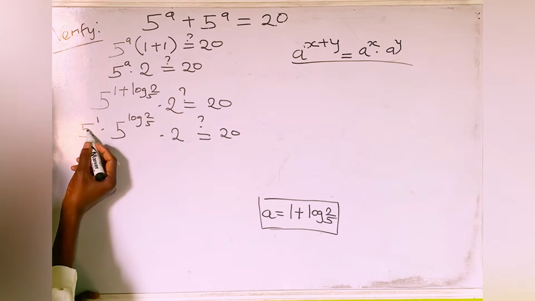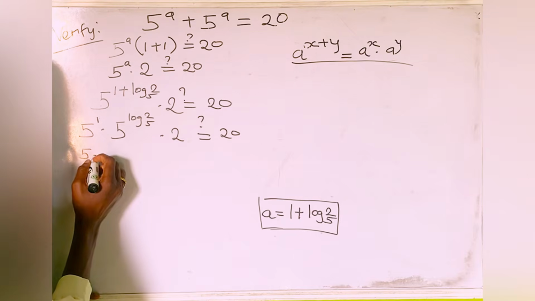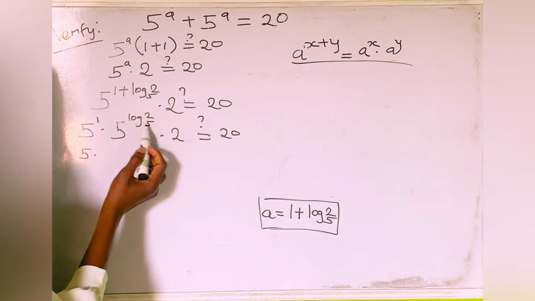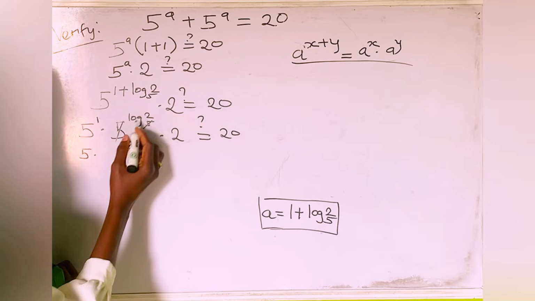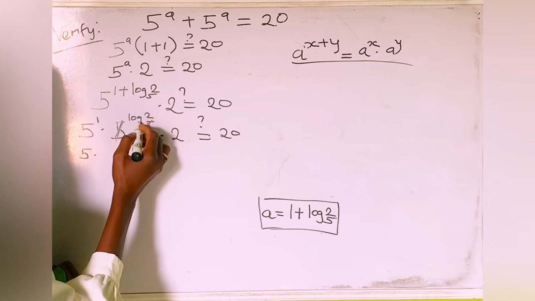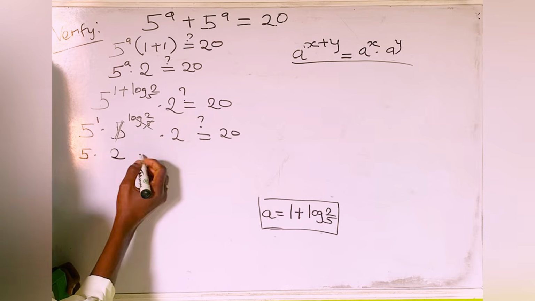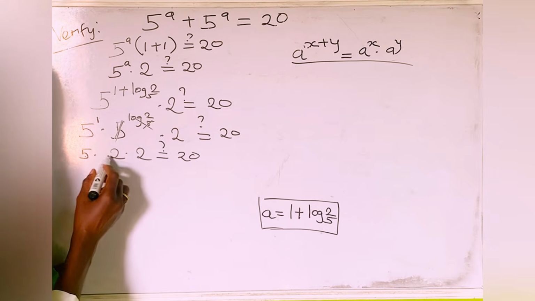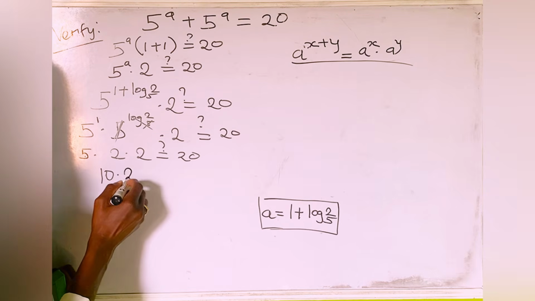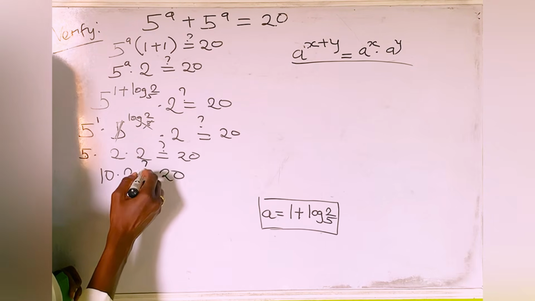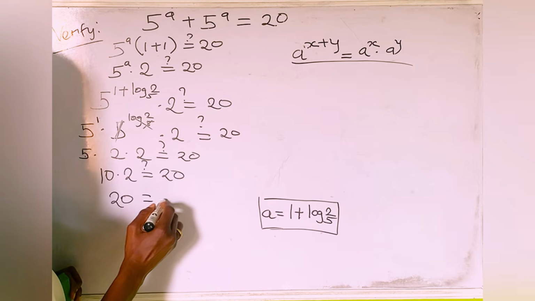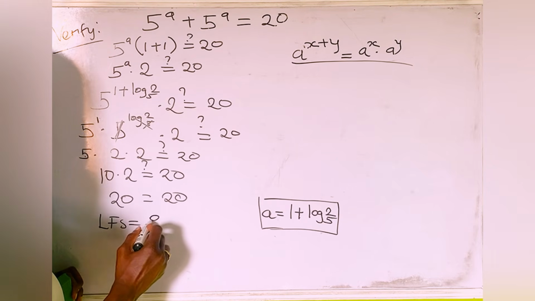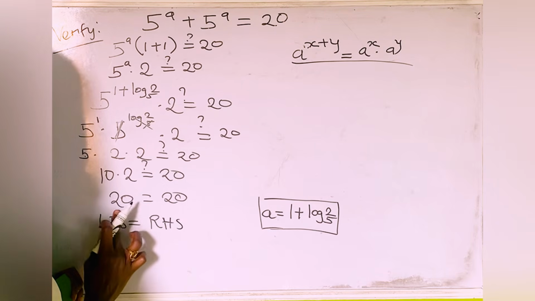Now 5 to the power of 1 is what? 5. Here, since we have base 5 and we have another base 5, they cancel each other. We are left with 2, multiplied by 2, that's equal to 20. We want to know 5 times 2 is what? 10 multiplied by 2. Is that equal to 20? And obviously 20, our left hand side is the same thing as our right hand side.